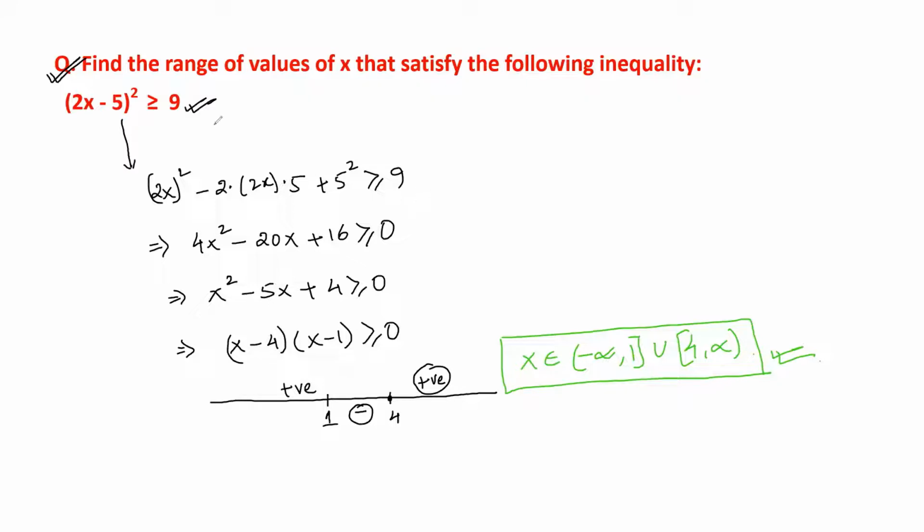We can also solve this inequality simply by taking 9 to the left hand side. In that case, this would be (2x minus 5) whole square minus 9, which I am writing as 3 square, and this would be greater than or equal to 0. Now we have a square minus b square form, so we can use its formula, which would be (a plus b) times (a minus b).